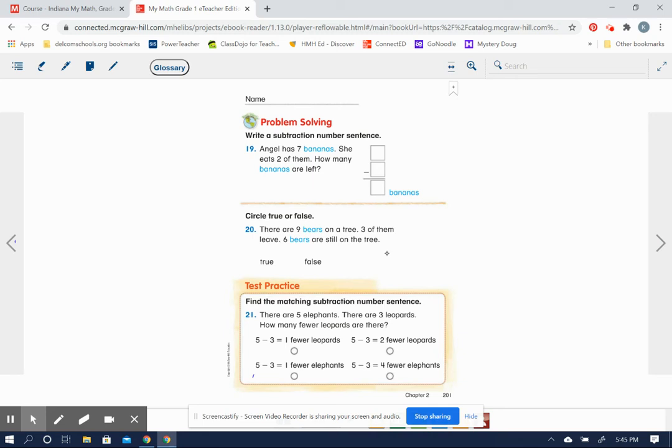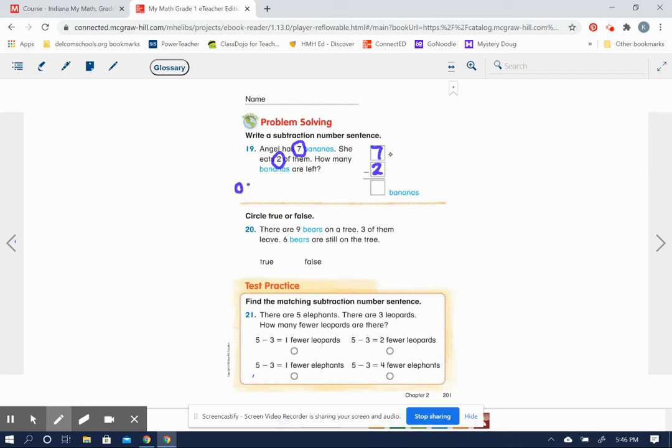Write a subtraction number sentence. It says that Angel has 7 bananas. She eats 2 of them. How many bananas are left? So we're going to write a subtraction sentence going down this time. And again, we have to have the biggest number before the minus. So that would be the one at the top. Which is the biggest number? The 7 or the 2? Yeah, the 7. So 7 minus she ate 2 of them equals how many bananas?